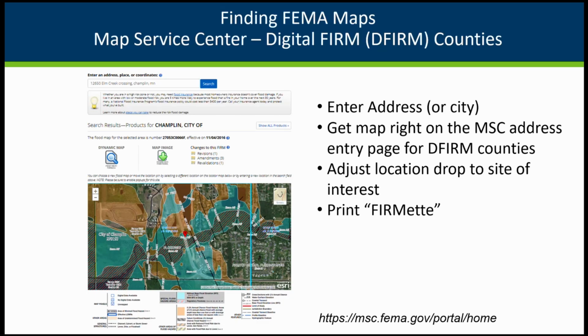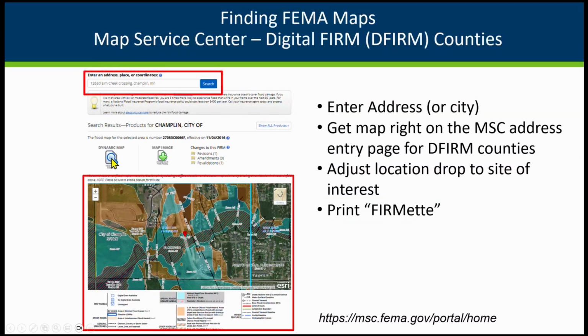So just a couple resources. To find the official map, you go to the FEMA Map Service Center, and the main page there, you can put in the address. For the more recent maps, you'll get this digital view of the mapping. Unfortunately, for the paper map counties, we have to go other methods, but you can then click on this dynamic map thing here.